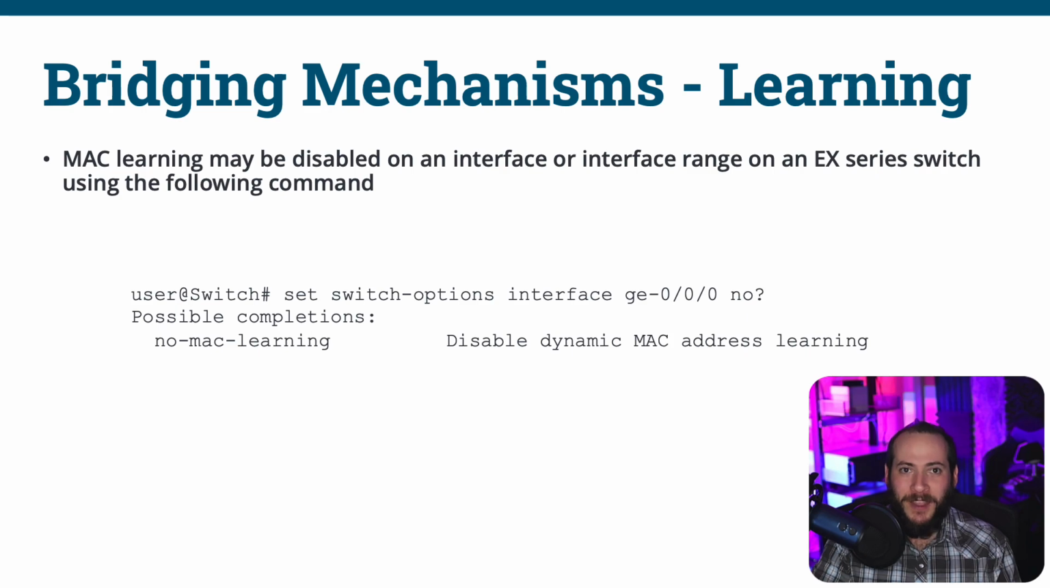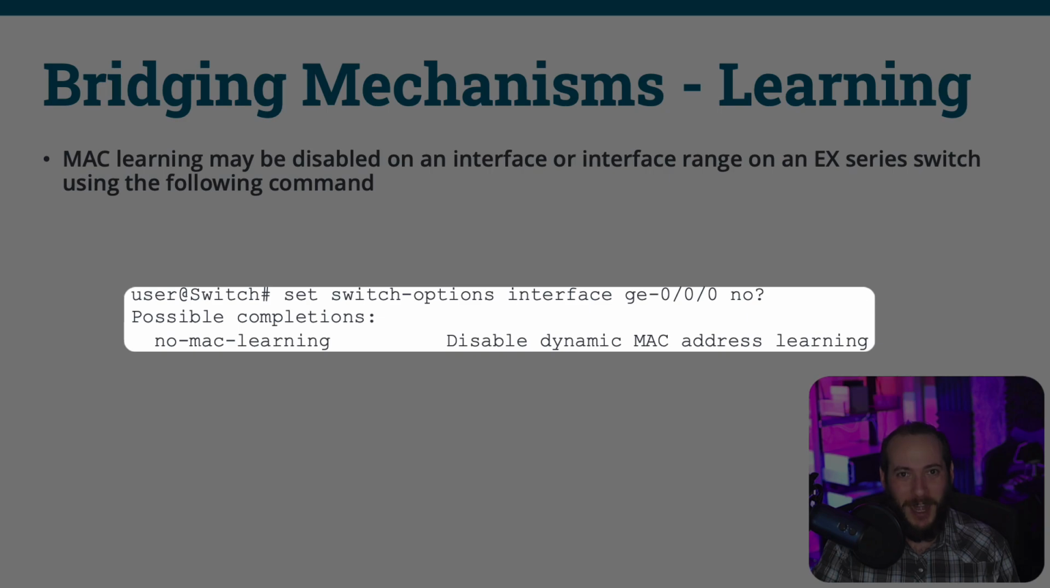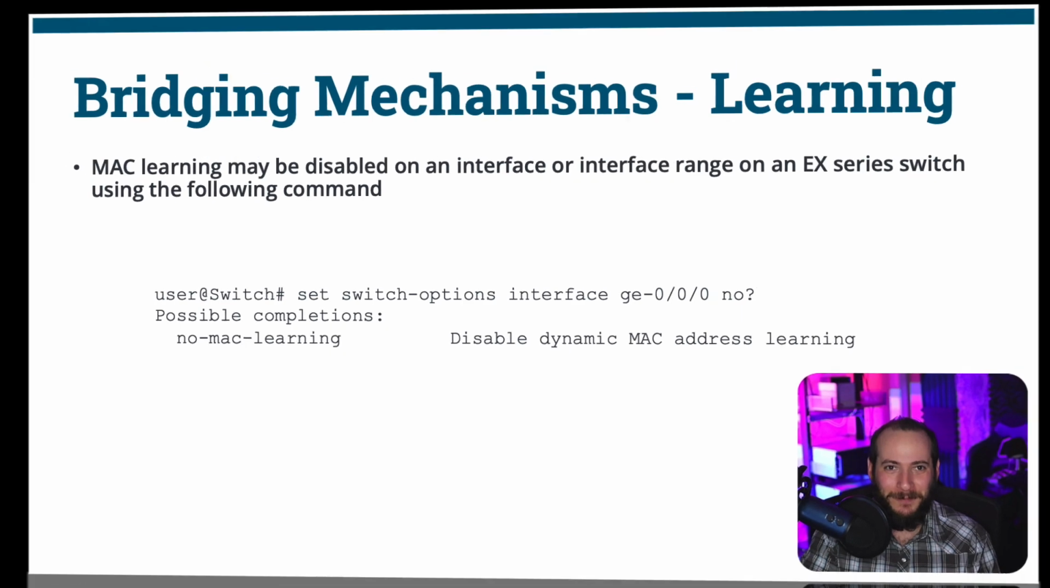It's possible, though, that you may have a use case for wanting to disable the learning mechanism on some or all ports of your switch. This can be accomplished with the no-mac-learning configuration statement under the switch-options configuration hierarchy of the port you want to disable the mechanism on. This could be useful in a situation where you expect a single MAC address to often move between ports, or if your application requires flooding of data to all connected devices without the use of a higher-level protocol.